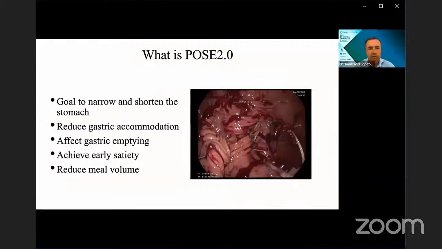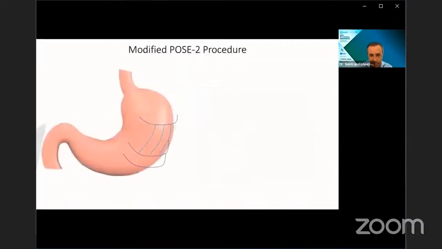Where are we now? We have evolved to what we call POSE 2.0, which is the topic of today. What is POSE 2.0? The goal to evolve the pattern in this procedure was to try to narrow and shorten the stomach, to reduce gastric accommodation, not only in the fundus, but also in the main gastric body, affecting gastric emptying, achieving early satiety, and trying to reduce, of course, meal volume intake by the patient.